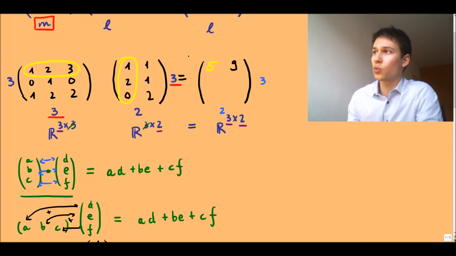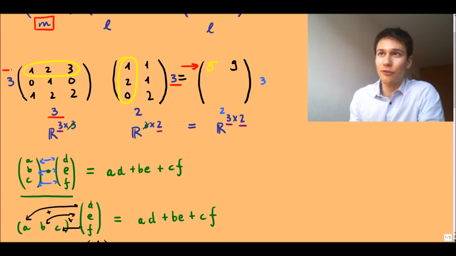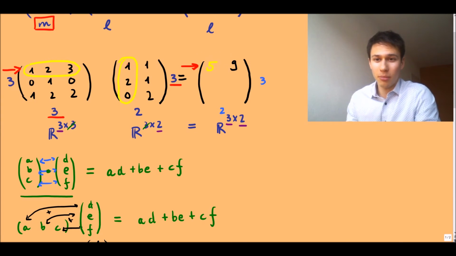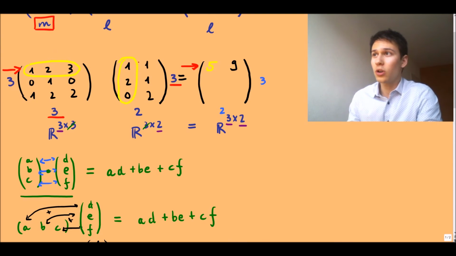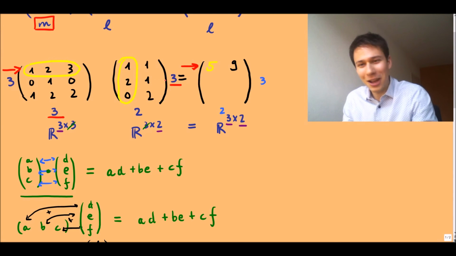So the first row of a resulting matrix you get by looking at the first row of your first matrix, and you get the entries of this first row by doing the scalar product of this first row together with all the different column vectors of the second matrix.